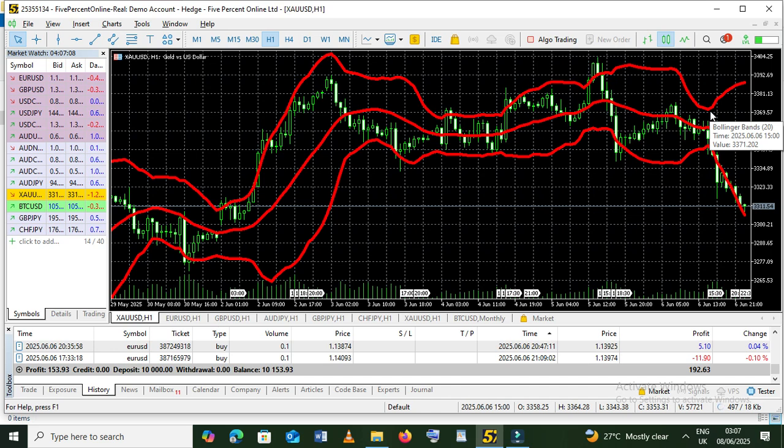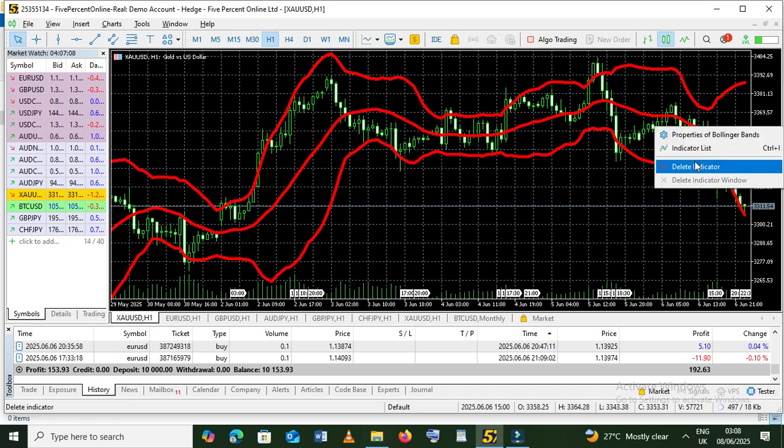Let me repeat. When you see two out of the three major Bollinger Bands lines below your candle, as you are seeing it here, it shows that the market is in a bullish trend. It's going upwards. And when you see two out of the three major Bollinger Band lines above your candle, as you are seeing it here, it shows that the market is in a bearish trend. That means the market is coming down. So you can place a sell here and set your stop loss and take profits where necessary.